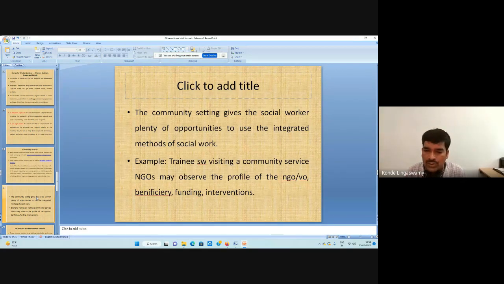As a trainee social worker, you must focus on this. You must observe the profile of the NGO, beneficiaries' details, funding of the organization, sources of funding, grants, and interventions. And interventions means activities or programs implemented by the NGO.